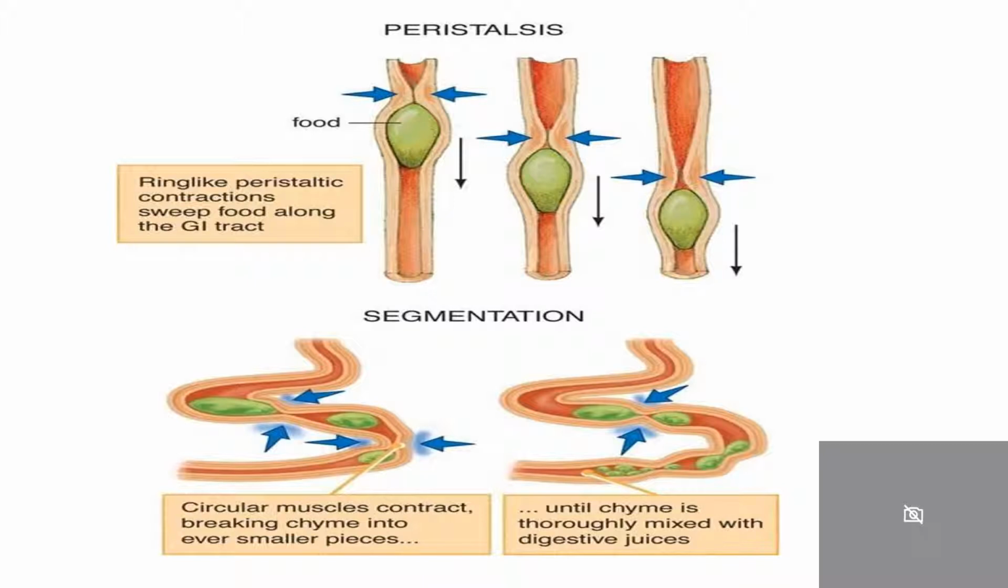Then further on in the digestive system we also have what we call segmentation taking place, and this is related to the chyme and to digestive juices within the intestines. So it's not as relevant to the esophagus, however it is another type of muscular contraction which helps in relation to the processes of digestion.